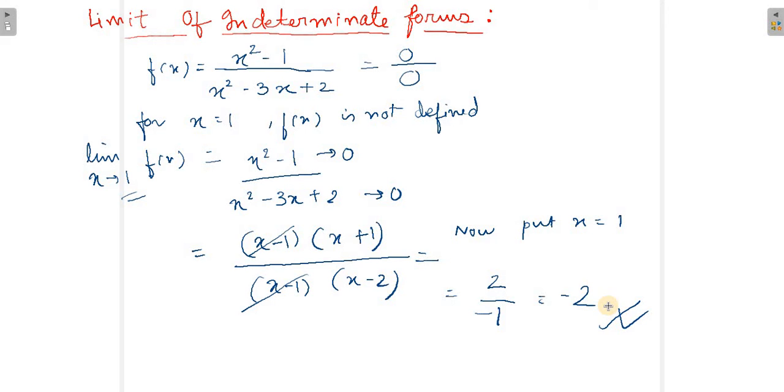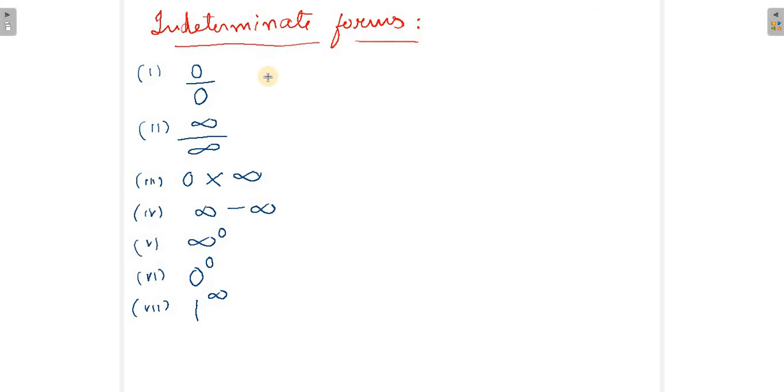So 0 by 0 is not the only indeterminate form. We have many more. Let's see how many indeterminate forms there are. 0 by 0 is one of the indeterminate forms that we have seen. There is another, infinity by infinity. We have 0 into infinity, infinity minus infinity, infinity power 0, 0 to the power 0, and 1 to the power infinity. These are all the indeterminate forms that we are going to see, and we are going to solve the functions which are in these forms in our coming videos.